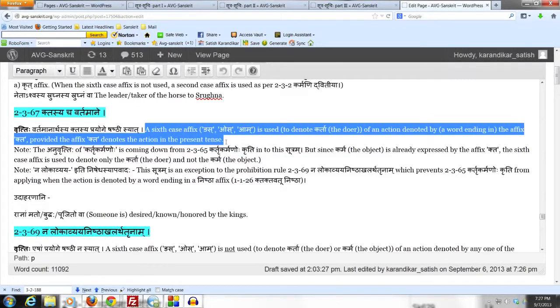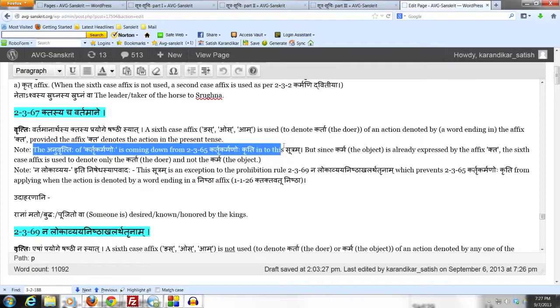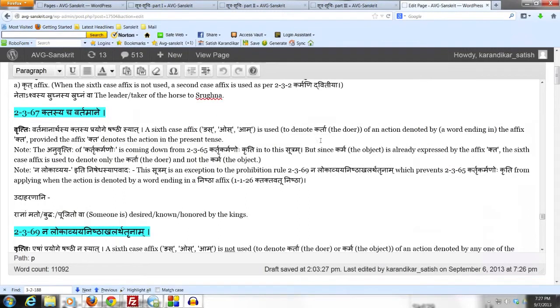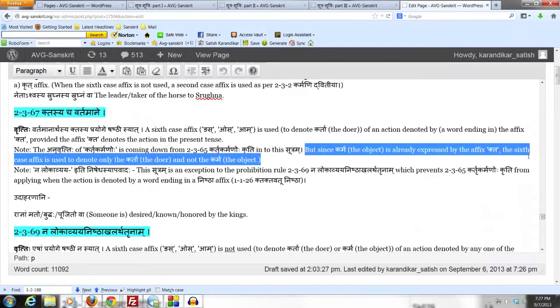The note here says that the anuvritti of kartrukarmanoh is coming down from 2.3.65, kartrukarmanoh kriti, which we have studied. Anuvritti comes into this sutram 2.3.67. Then why do we say the shashti is used to denote only the karta? Why not the karma also? The answer is that since karma, the object, is already expressed by the affix kta, the sixth case affix is used to denote only the karta, the doer, and not the karma.